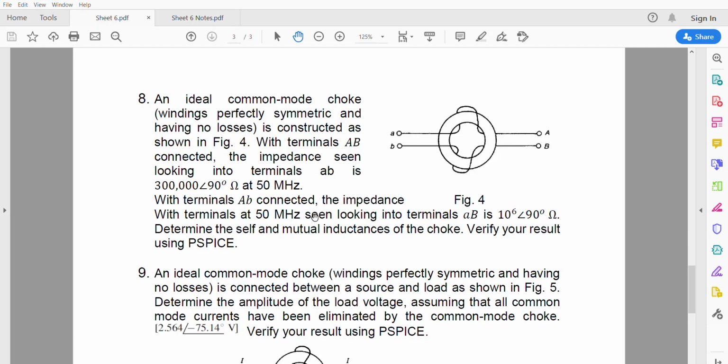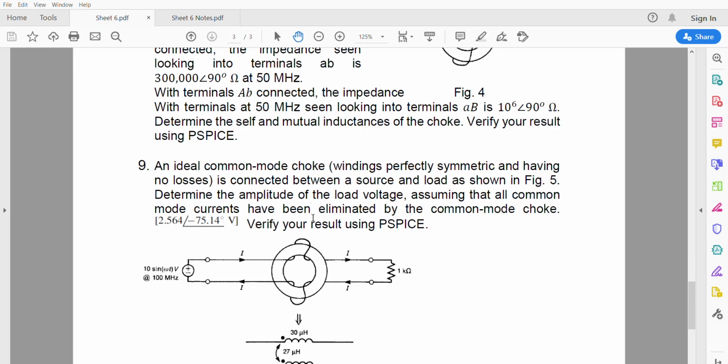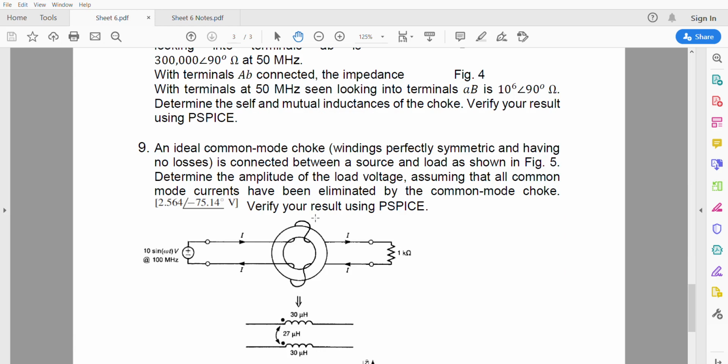So finally, question 9. It says an ideal common mode choke is connected between a source and load as shown in figure 5. Determine the amplitude of the load voltage, assuming all common mode current has been eliminated by the common mode choke. So we have a source, we have a load, we have a common mode choke. The equivalent circuit is given here.